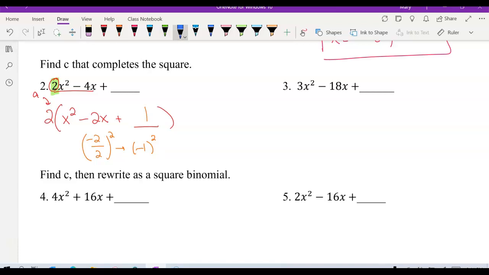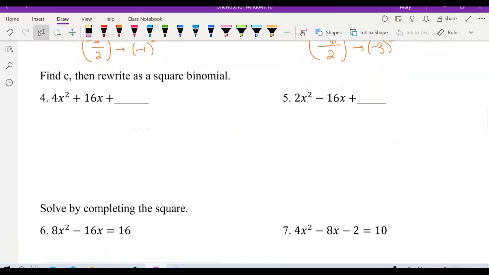So let's look at number 3. We notice that there's an a value. That's not okay, so we have to factor it out. We're going to get x squared minus 6x then. And then we are going to once again do b divided by 2. So in this case, it's negative 6 divided by 2. That's negative 3. And then when we square it, the value that goes in the blank is 9.